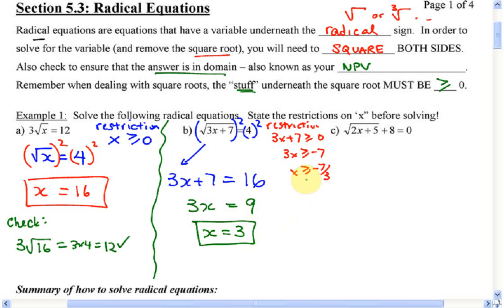Is this in my domain? It is. So therefore, your answer is good. You can also check if you wish by plugging this in and solving, and I think this equals 4.